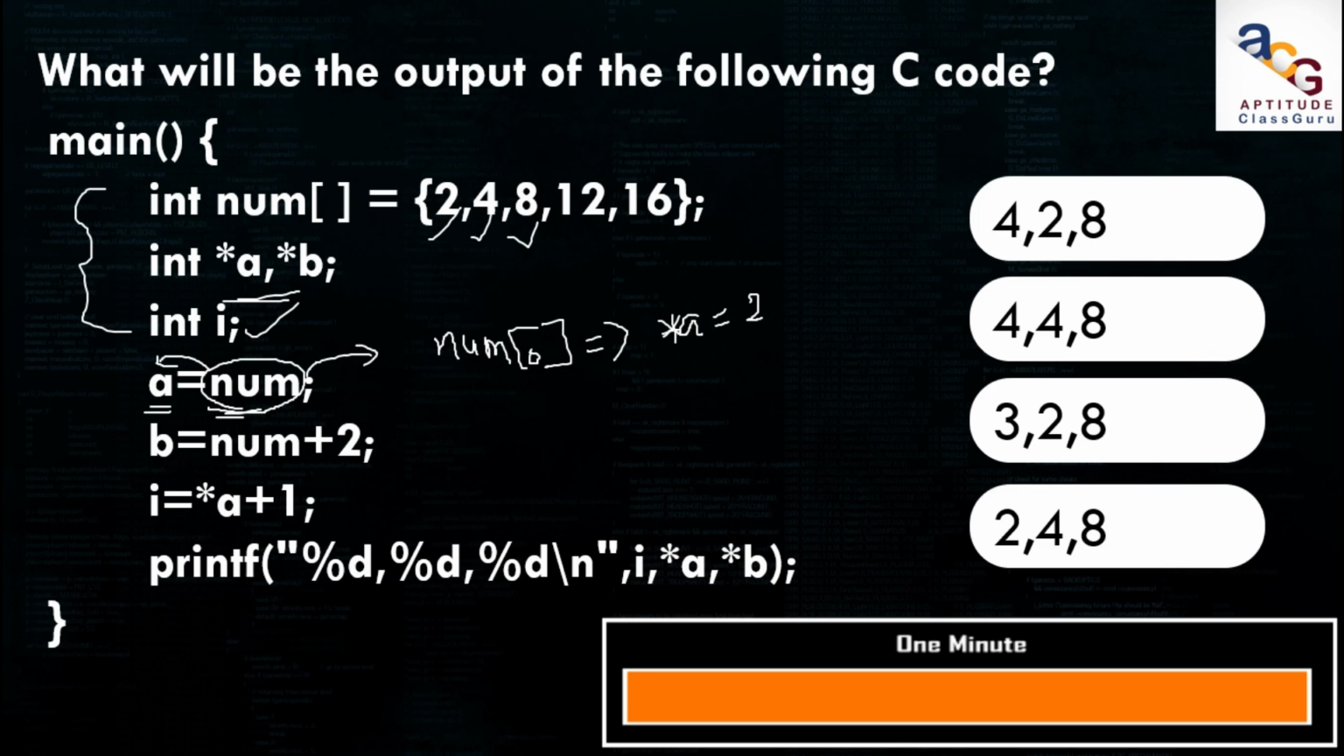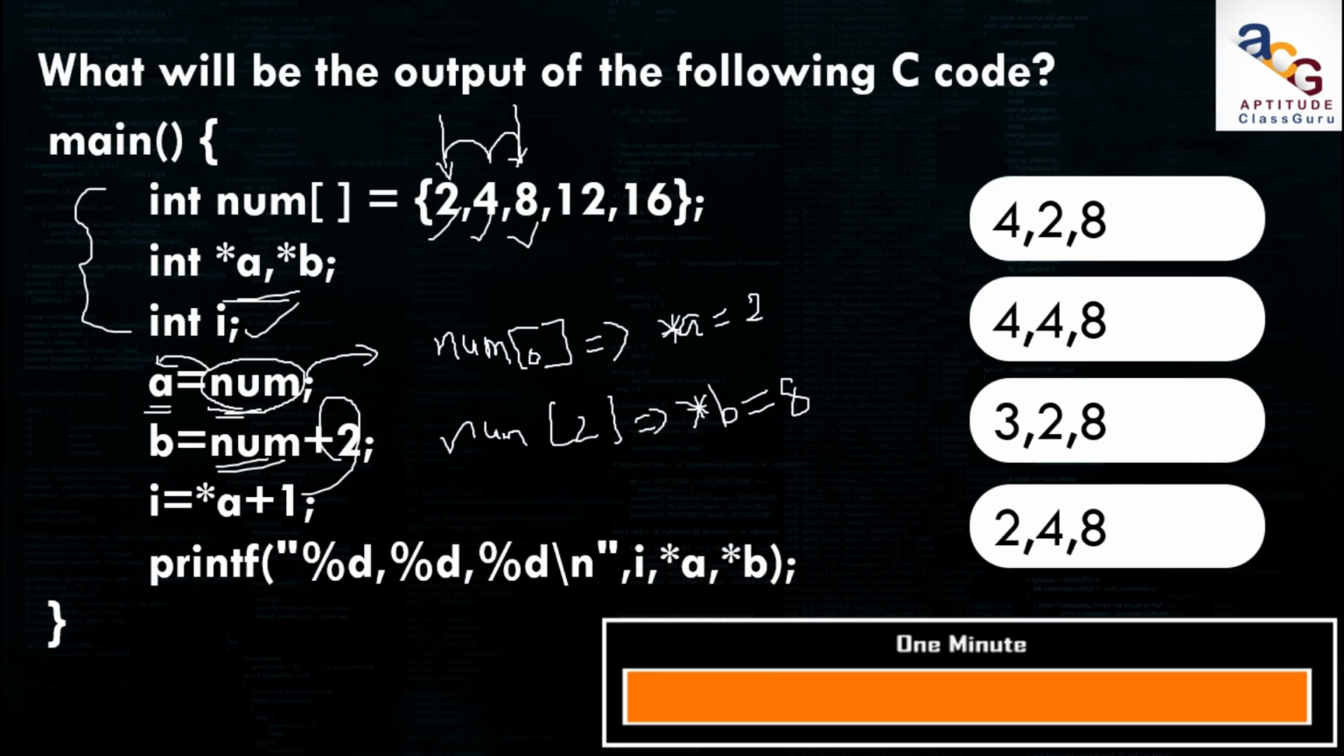Next, b equal to num plus 2. So what is the address of num? num[0]. Initially the pointer is here. We are adding 2, which means we are moving 2 places forward, such that the control takes the value to num[2]. So b equal to address of num[2], which implies *b will store the value 8.